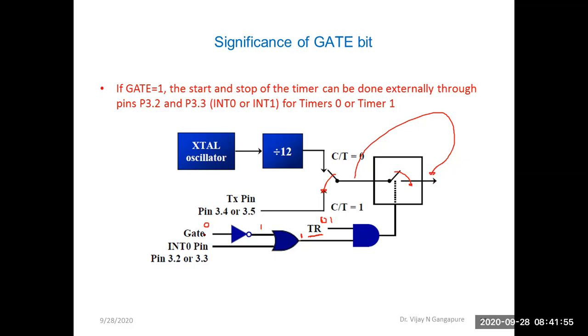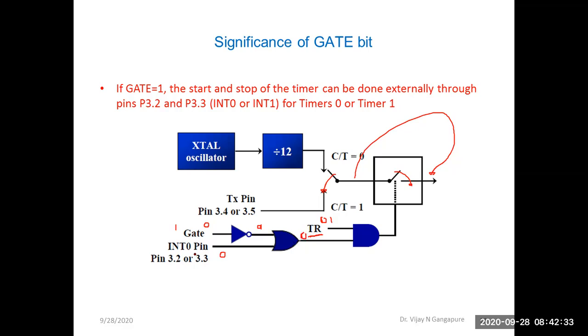Okay, so when the gate bit is 0, this timer on and off control operation will be controlled by the TR bit. Now suppose this gate bit is 1, then the output of this will be 0. Now the output of this OR gate depends on the other input, the INT0 or INT1 pin input. If this is 0, the output will be 0.